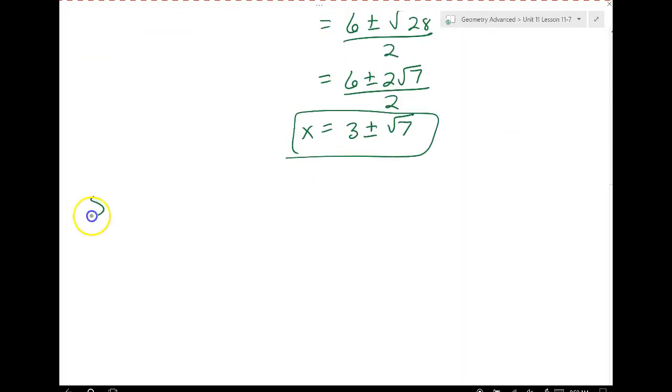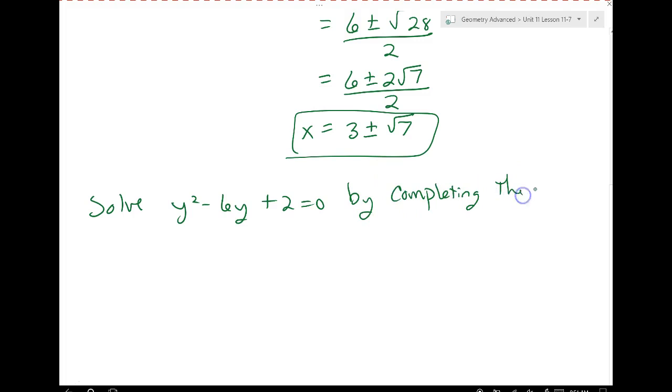So we're going to solve the exact same quadratic, y squared minus 6y plus 2 equals 0, by a process called completing the square. Now, most algebra teachers have taught you this. If you have not, you're going to have to catch on really fast. Now, using this, we're going to use the idea of what's called perfect square trinomials.